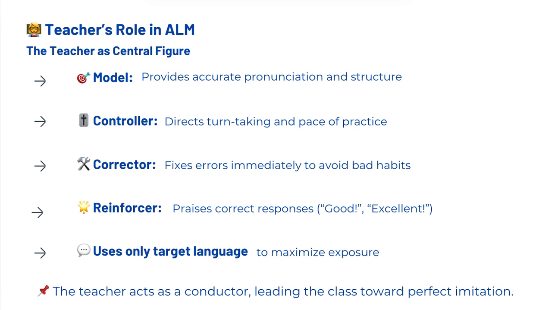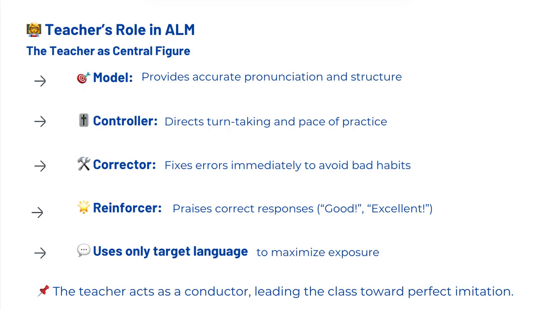Teacher's role in ALM. In an ALM classroom, the teacher is the central figure. The teacher is the model, providing accurate pronunciation and structure. They are the controller, directing who speaks and setting the pace of practice. They are also the corrector, fixing errors immediately to prevent bad habits. And they are the reinforcer, praising correct answers with comments like good or excellent. The teacher uses only the target language to maximize exposure. Overall, the teacher acts as a conductor, guiding students toward perfect imitation.